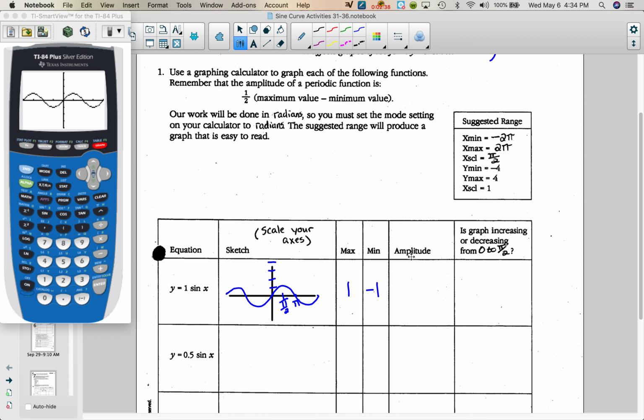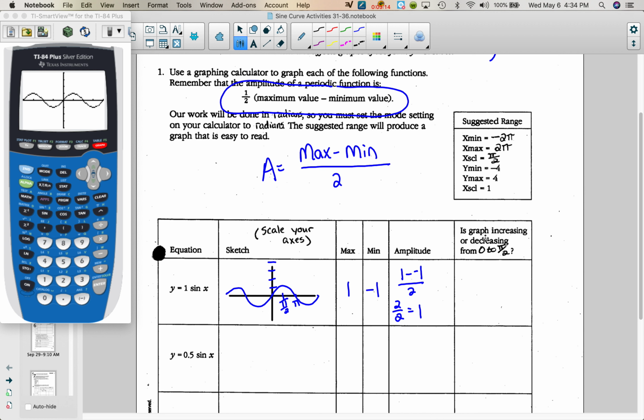Then you have to find the amplitude, and that's what this is right here. They tell you how to find the amplitude. I'm going to write it a little differently. If you take the max minus the min, and you divide by 2, you get the amplitude. It's the same thing as this, but max minus min divided by 2. So we take the max minus the min and divide by 2. We change that to adding the opposite, so we get 2 over 2, which is 1. And that is what is called the amplitude. So the amplitude of this particular function is 1.